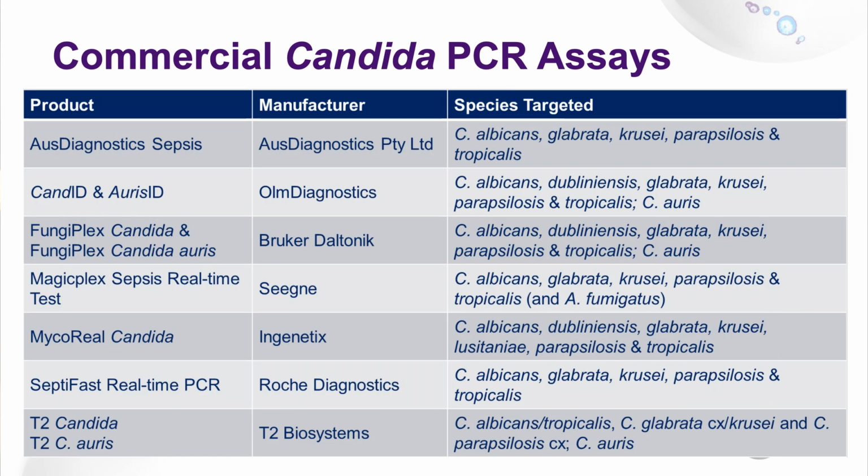Now, there are numerous commercial assays that are available from a variety of different companies. Most of them target the top 5 Candidas, so albicans, glabrata, parapsilosis, tropicalis and krusei, and then some of them have specific targets for Candida auris, perhaps for screening patients. What you decide to use really depends on your laboratory, your budget, and your workflow. So I'm not making any recommendations, but just to say that there are actually quite a few commercial assays out there.